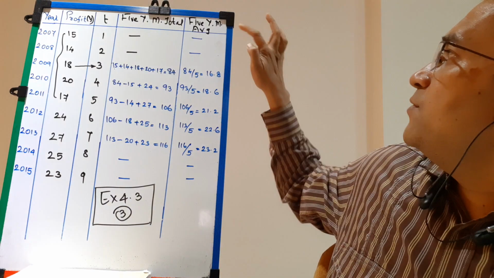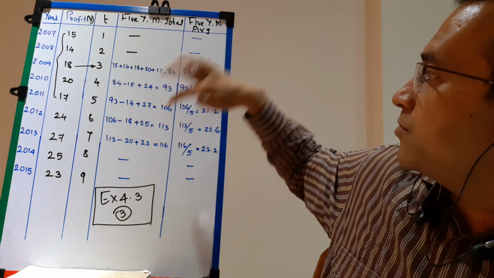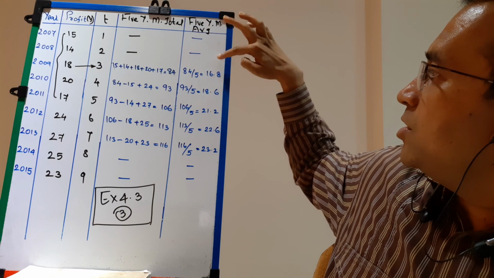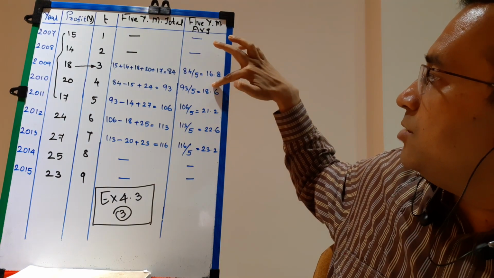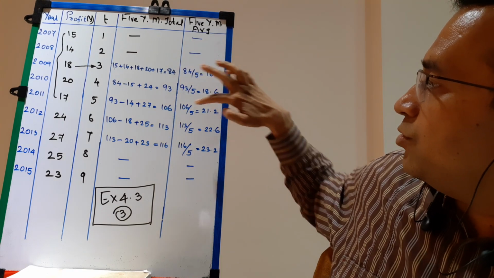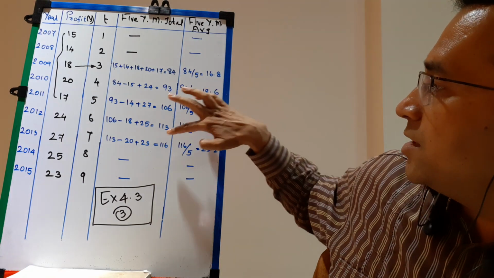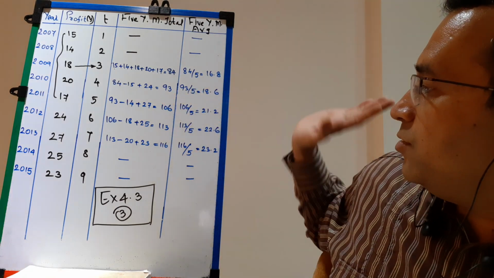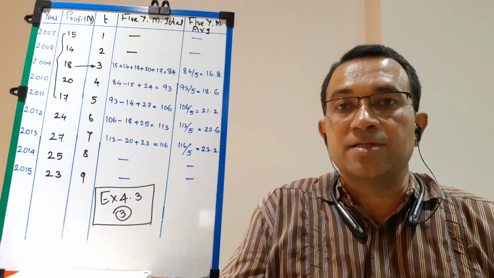Now simply 5 yearly moving average, so divide all these totals by 5. 84 by 5, 16.8. 93 by 5, 18.6. 106 by 5, 21.2. 113 by 5, 22.6. 116 by 5, 23.2. So this is our answer.